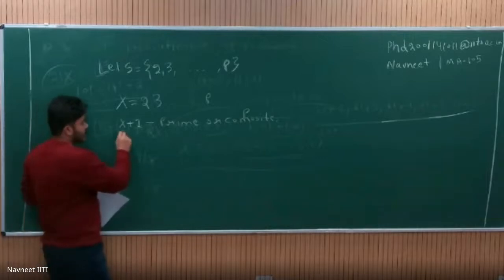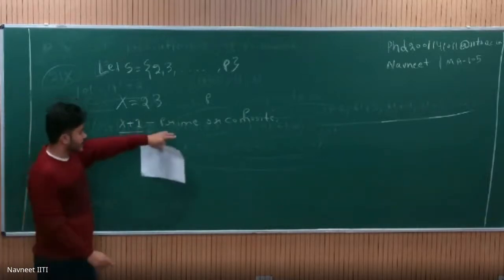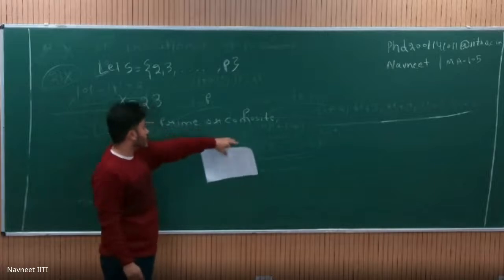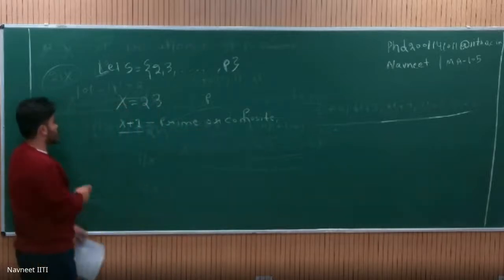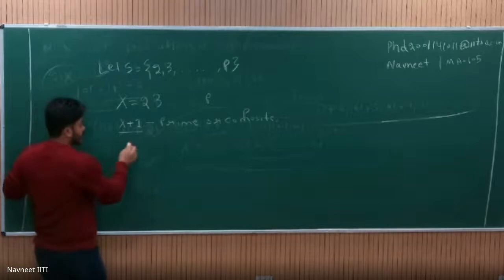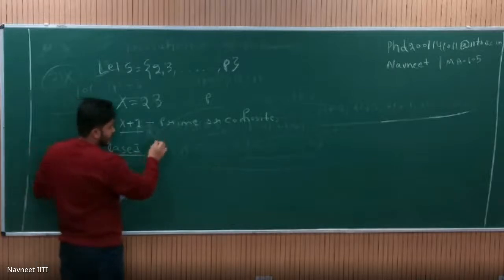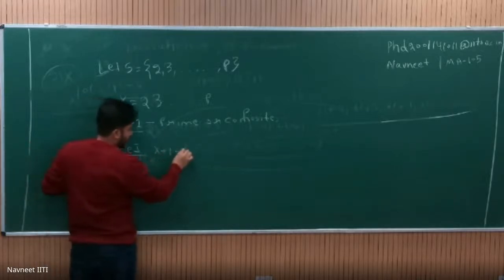Okay, now x plus 1 has only two possibilities. Either it is prime or it is composite. Let us suppose it is a prime number. Case 1: if we suppose x plus 1 is prime.